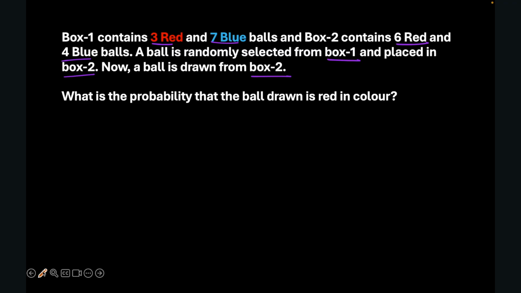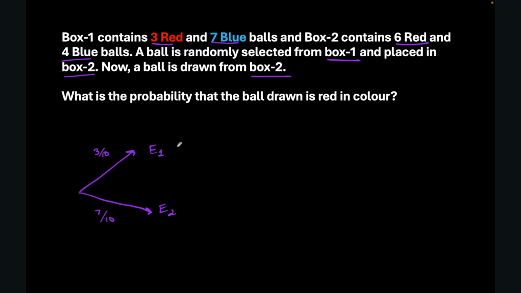Again, let's break it down, right? We can have 2 events going here as well, like this. We can have event 1 and event 2. I'm going to call event 1 such that a red color ball is chosen from box 1. The probability is 3/10. Why? Because there are 3 red and the total balls are 10, so simple as that. The other probability is that a blue ball is taken, so that's going to be 7/10.